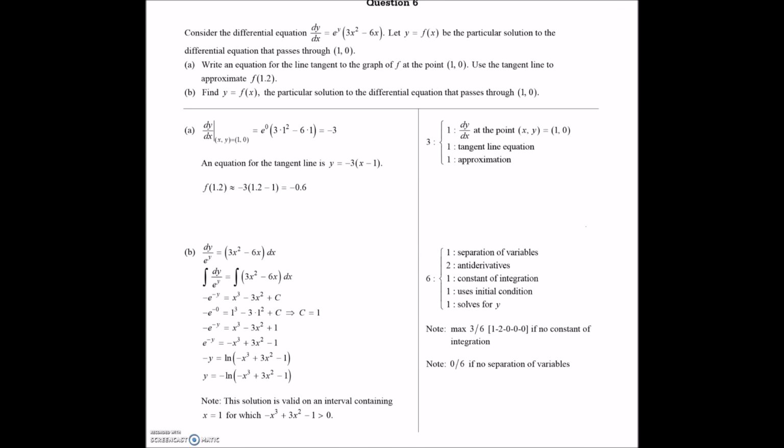Common mistakes on part A include not knowing that dy over dx is the slope of the tangent line and incorrectly plugging in the point. Common mistakes for part B include not separating the variables by having dy on one side and dx on the other side, not finding the antiderivative correctly, and not finding the natural log of both sides in order to solve for y.